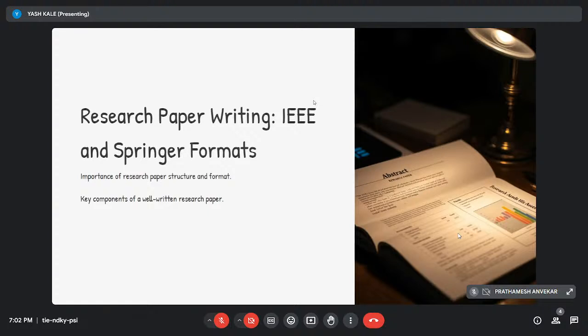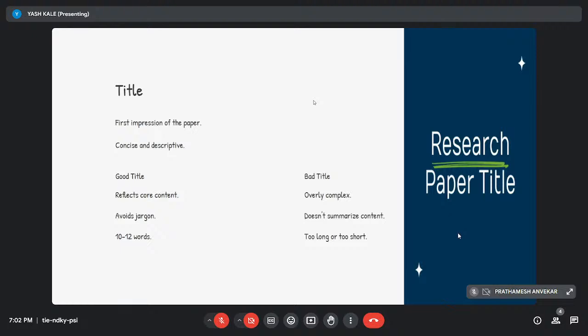So we'll begin with the first component of a research paper, that is the title of the research paper. This is the first chance to make an impression on the reader. So it should be concise and descriptive. The title should give a clear idea of what your paper is actually about, and ideally it should be around 10 to 12 words. And when writing your title, you should avoid using overly complex terms and use simpler terms which will be easier to understand by the readers.